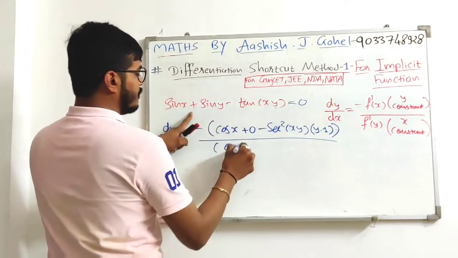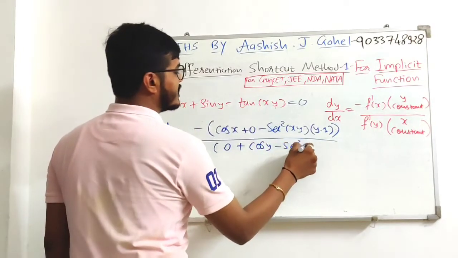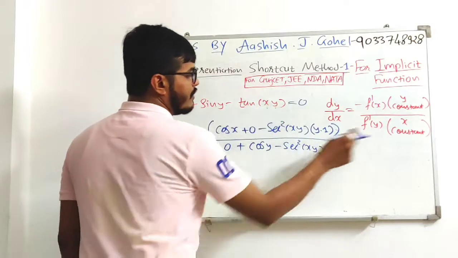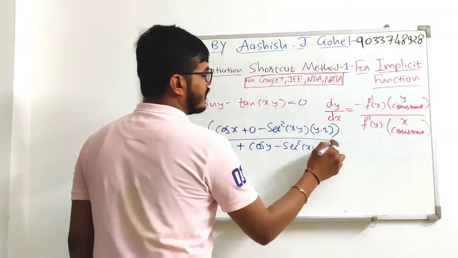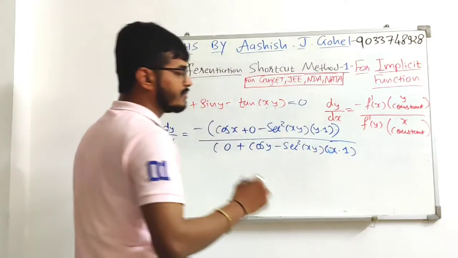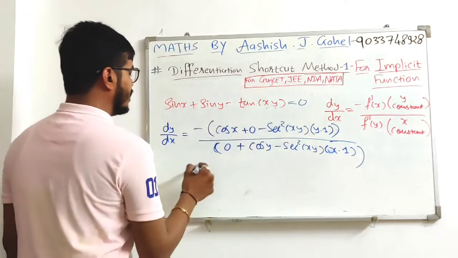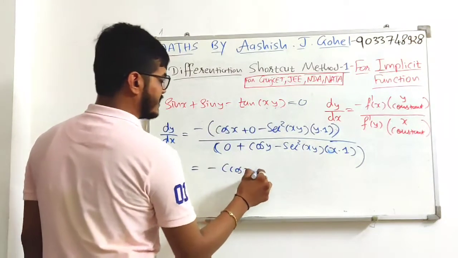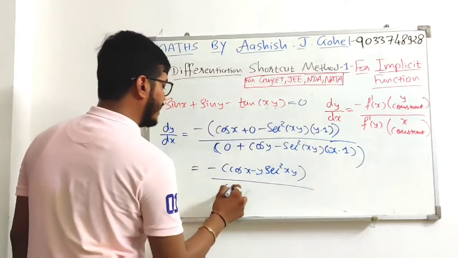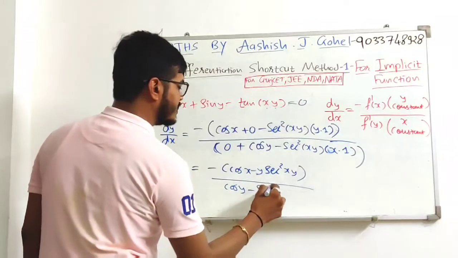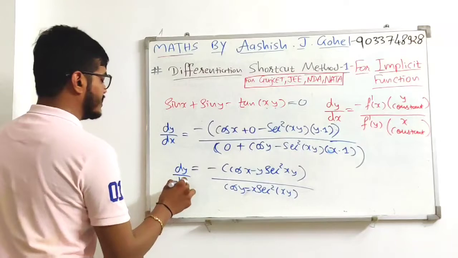So here it is 0 plus differentiation of sin y is cos y, here minus sec square xy, and again here x is constant, so x as it is, differentiation of y is 1. Okay, so this will be the answer: minus cos x minus sec square xy into y, divided by cos y minus sec square xy into x, and this will be the final answer.